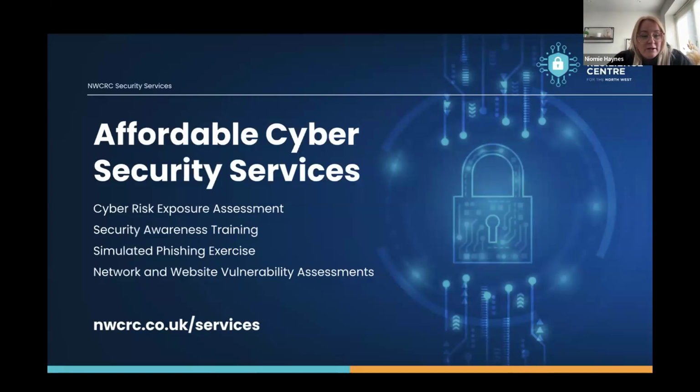Security awareness training. We do simulated phishing exercises, so we will actively phish organisations and report back on the results. It's always a super interesting exercise to run, and it will give you an indication of what the risk is. How are your staff operating? Have you got a 50% click rate, for example? So half your staff are clicking on those phishing emails, so your risk is really high.